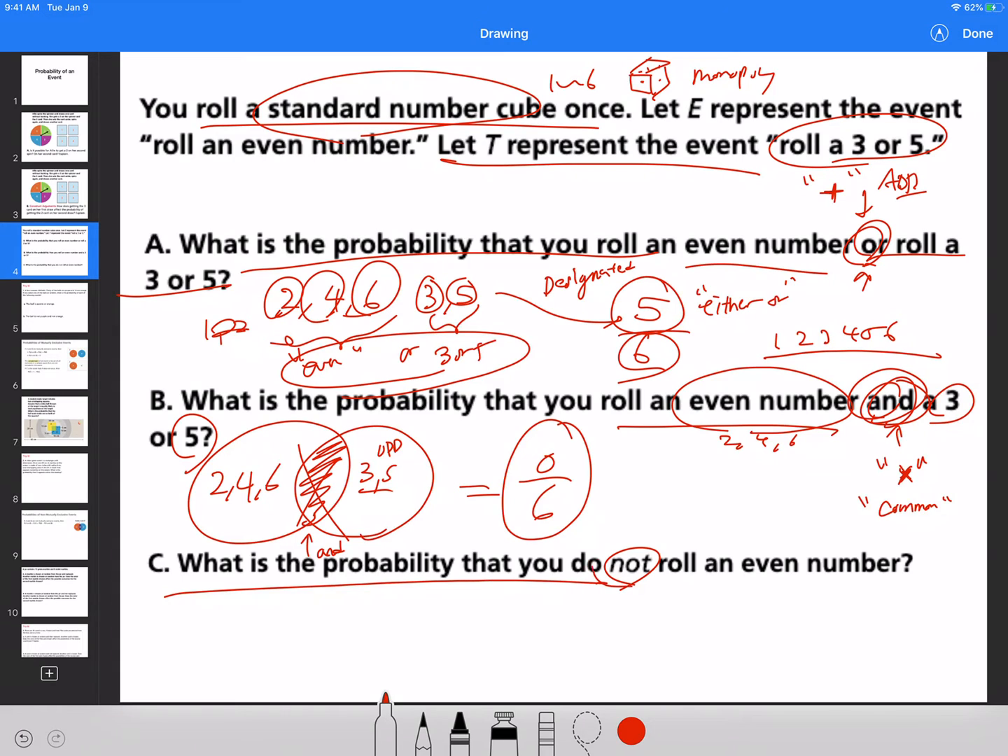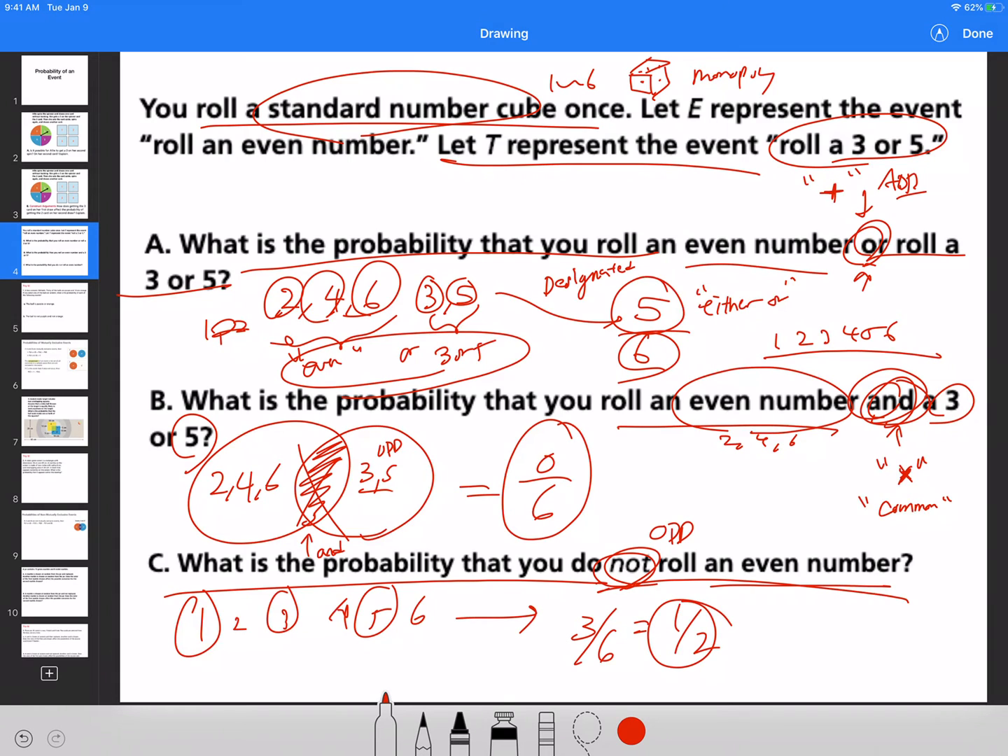What is the probability you do not roll an even number? Okay, so let's think about this. 1, 2, 3, 4, 5, 6. Not an even number means odd numbers, right? That's 1, 3, and 5. This means literally that I'm wishing to find out 3 out of those possible 6 outcomes. That's simply 1/2, and that should be the final answer.